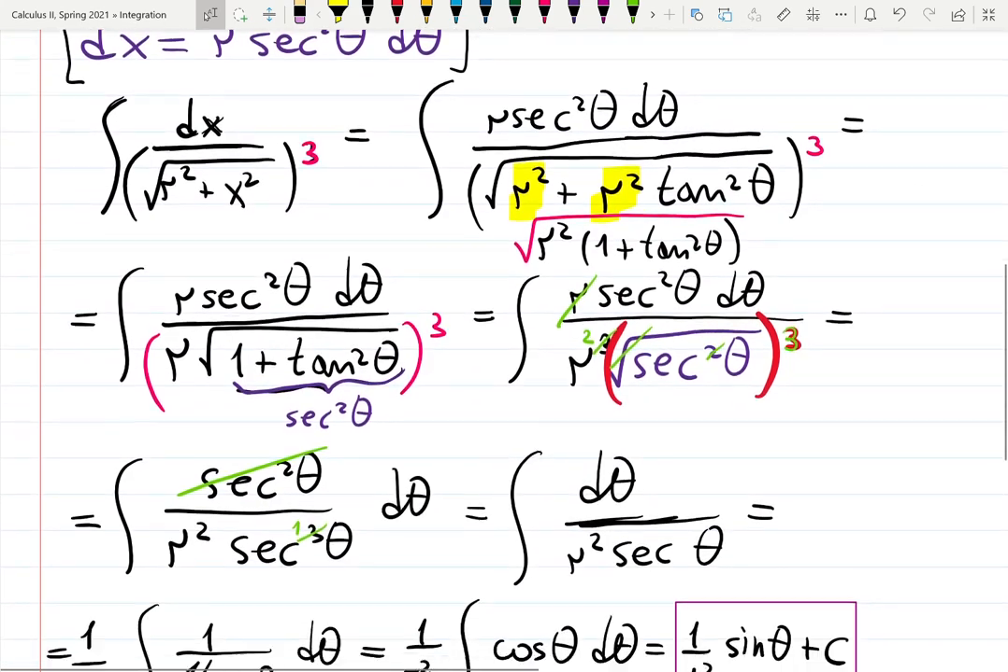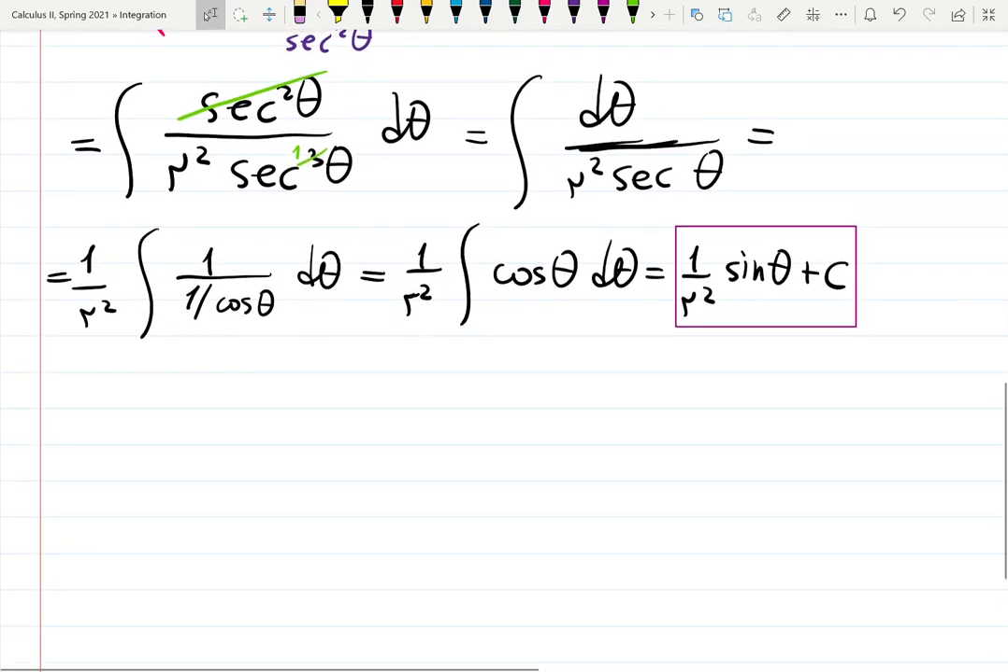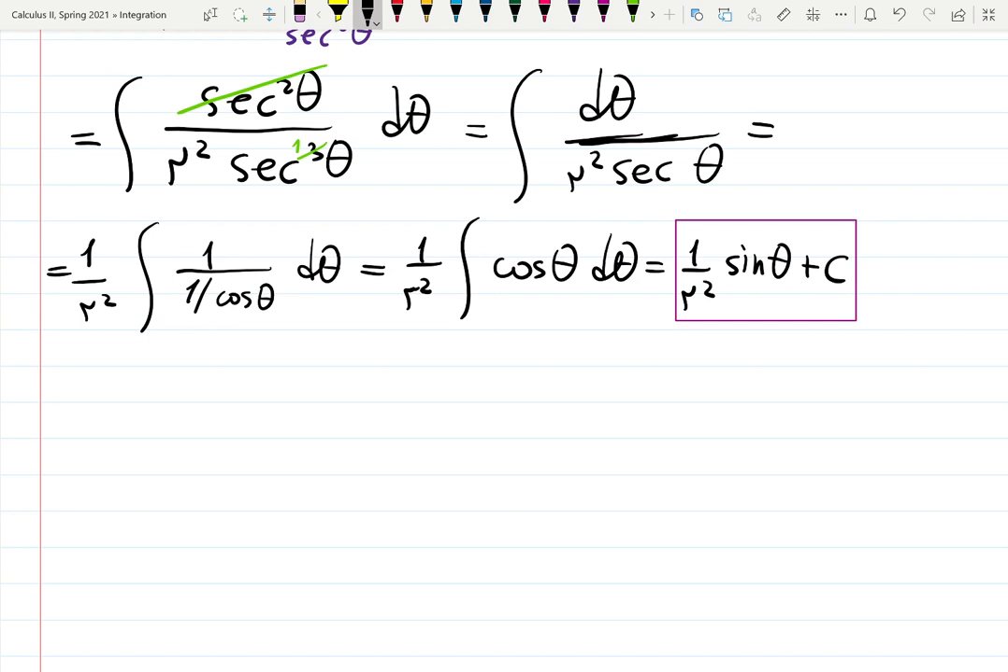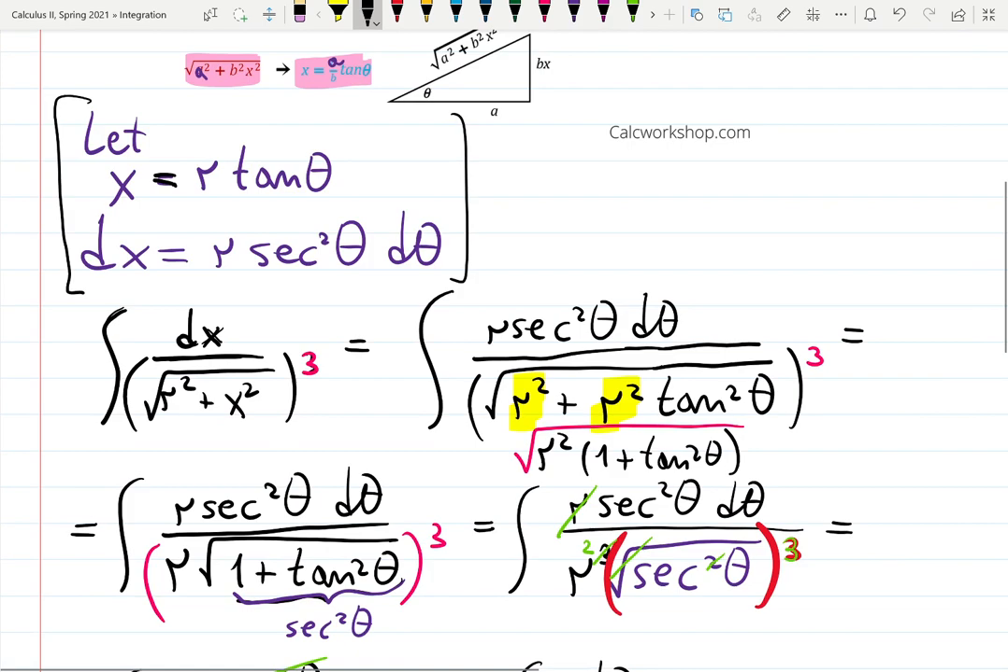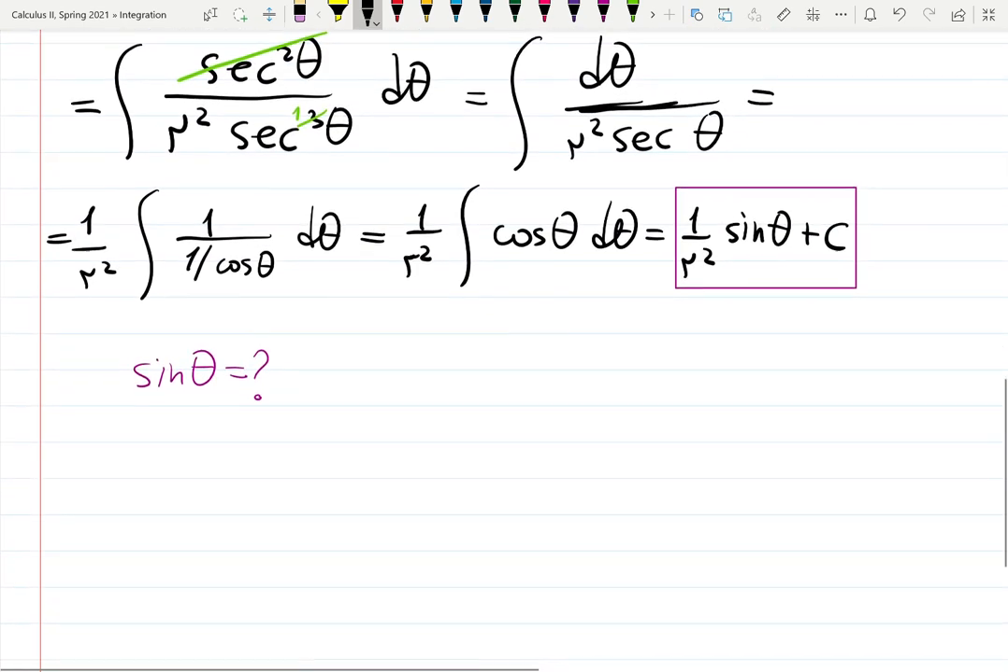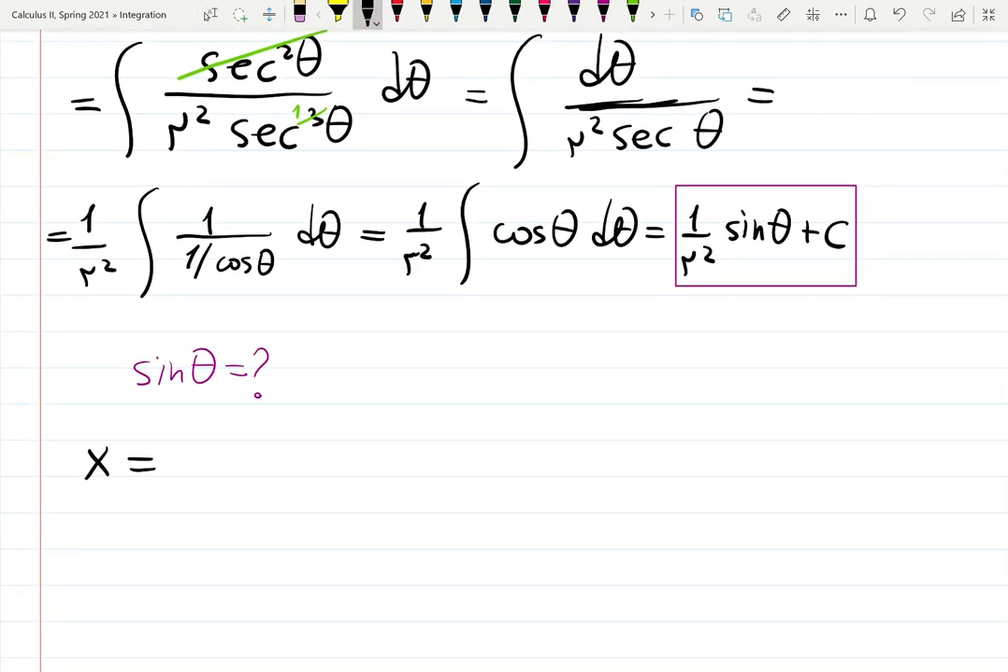We need to go back to x, and you remember how we usually do. We build a right triangle to find sine theta. So this extra step: what is sine theta? Okay, usually we do it this way. We go back and check what was our substitution. The substitution was x equals r tangent theta. Let's write down. This is key information. x equals r tangent theta. Done. Now, let's write down what it means.